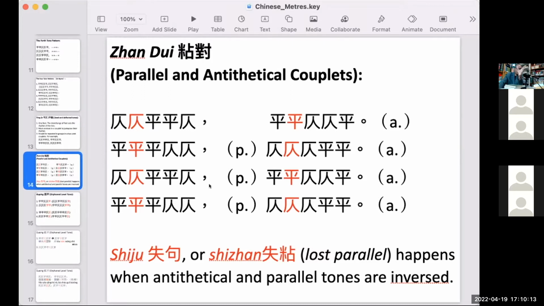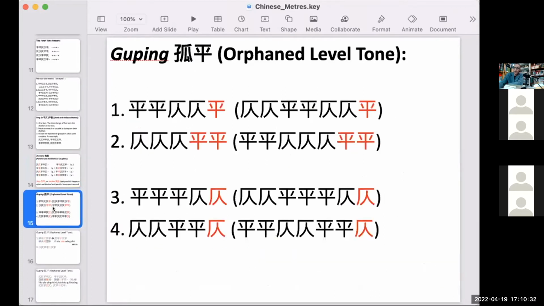When there is some inversion, that is, the poet changes the tsu into ping and the ping into tsu, for example, we call it shuji or shujan. That means there is a parallel or antithesis missing in the poem, in the line. We are going to introduce some features of classical Chinese poetry. These features are very important. We can't cover everything, of course, and we can't say everything about each point, but at least we'll try to have an idea.